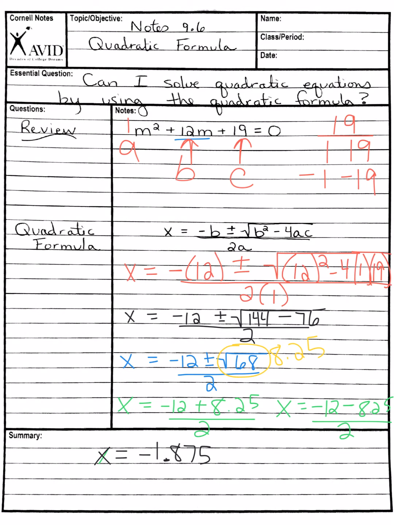Now you know why we couldn't just go through factoring. It's an ugly decimal. And then my second answer here, I would have a negative 12 take away 8.25. Divide that by 2, and we get x equals negative 10.125. Those would be your two answers of where it is going to cross the x-axis. So let's go ahead and look at one more example.